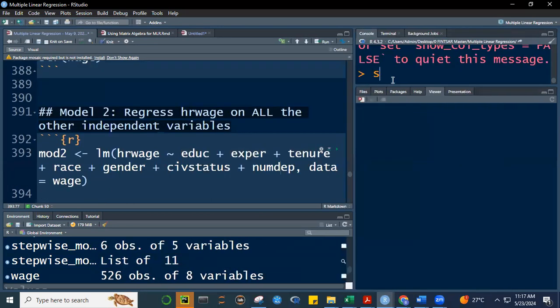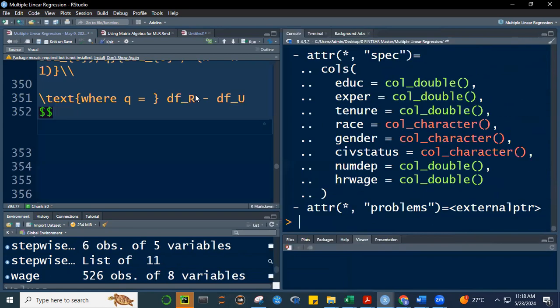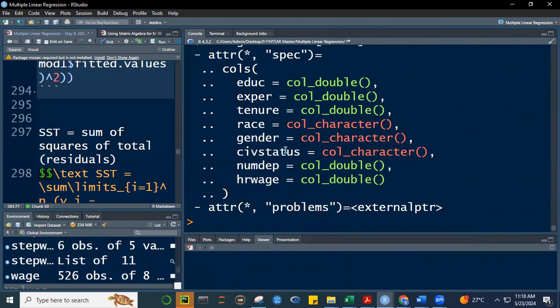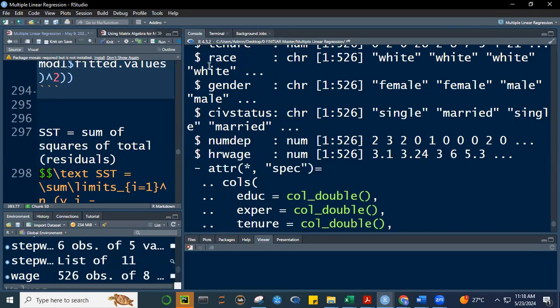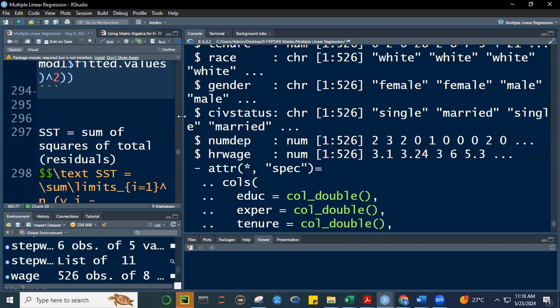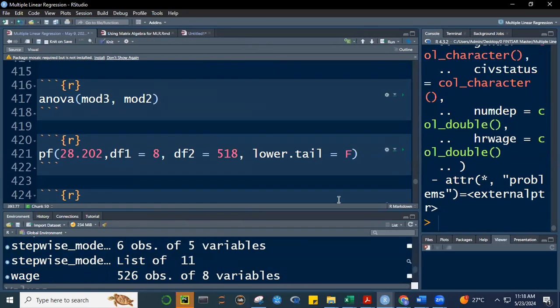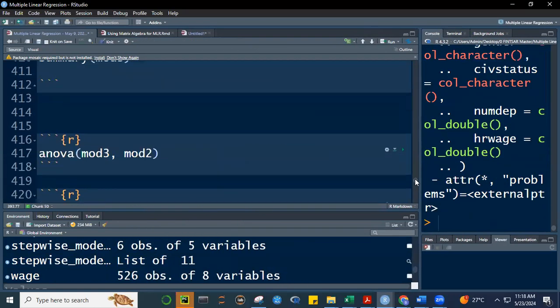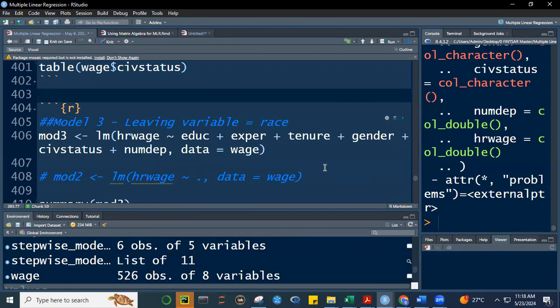If we take a look at the structure of wage, we could see that our race, gender, and civil status are character variables. They're categorical variables. Race is character, gender is character, civil status is character. So can we use categorical variables in multiple linear regression? Yes, we can. We can make use of categorical variables for multiple linear regression.